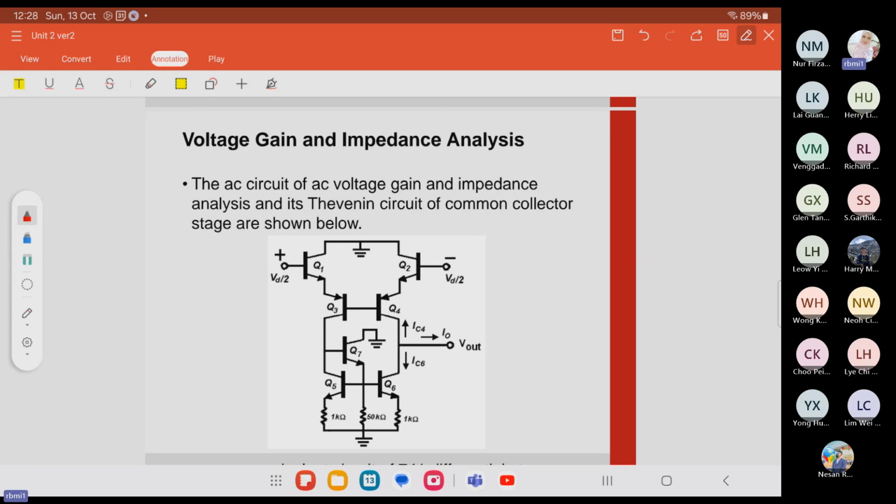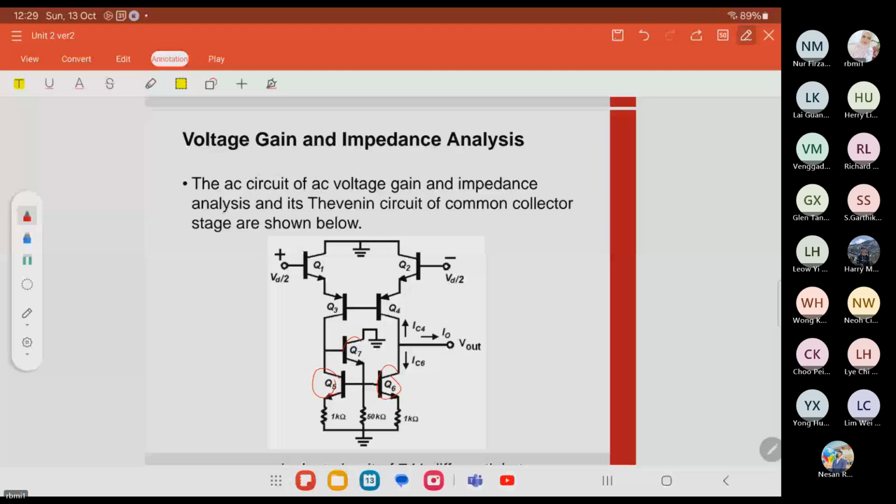This one is for the voltage gain and impedance analysis. The NPN and PNP transistor combinations, Q1, Q2, Q3, and Q4, form the active element of the differential pair. The active load is provided by Q5, Q6, and Q7.